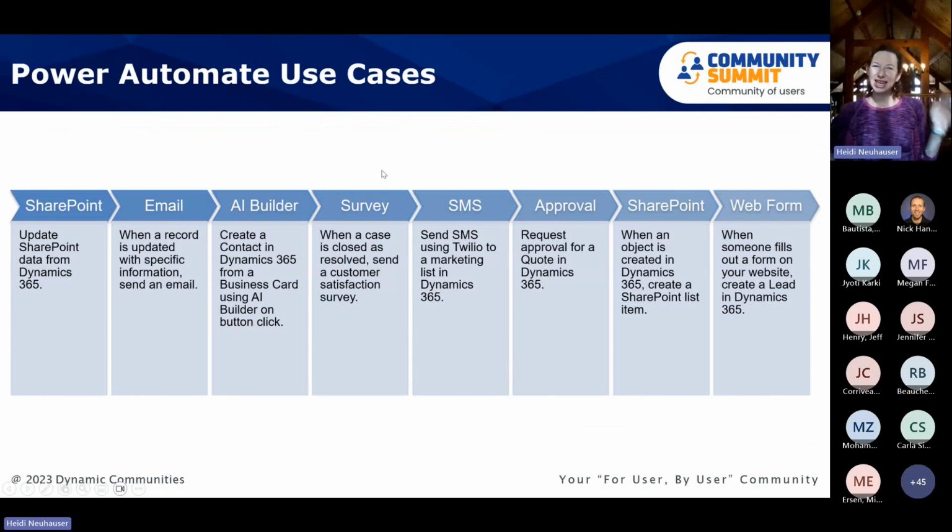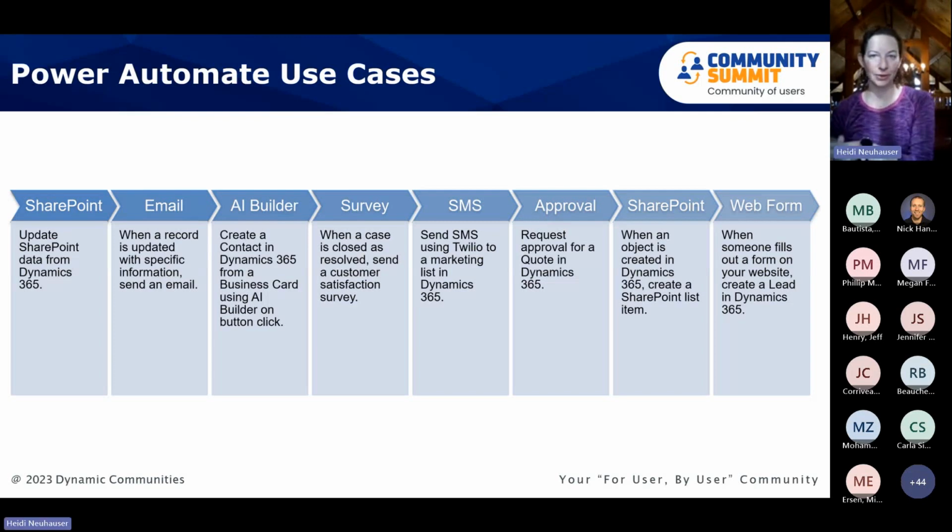A couple use cases just to get you started to think about how you might be able to use it. SharePoint, you can update SharePoint data from things in Dynamics 365. Email, when a record is updated with specific information, I want to send an email out. AI Builder, if you're using that. I want to create a contact in Dynamics from a business card using the AI Builder on a button click. Survey, when a case is closed as resolved, I want to send a customer satisfaction survey.